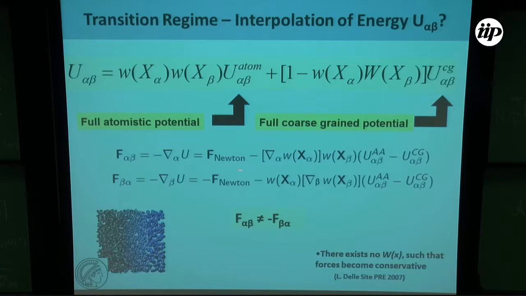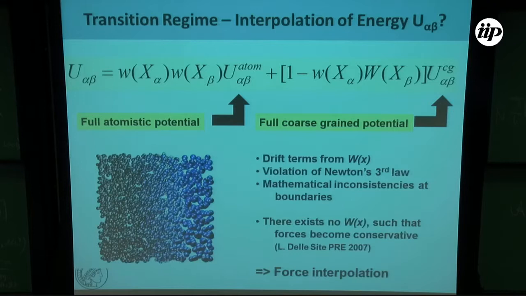As gradient alpha U and gradient beta U, I get the standard Newtonian term, and then I get this term here, where I have the gradient of the omega function, or w function, at the position of x alpha and at the position of x beta, and that means that these forces are not the same. So if I do it like this, the forces are not the same. And this is the paper by Luigi Delle Site. Of course, one has to take care of the drift terms and has this problem.